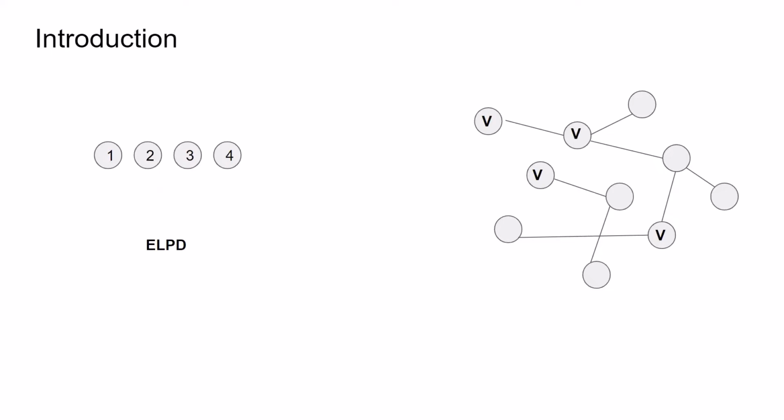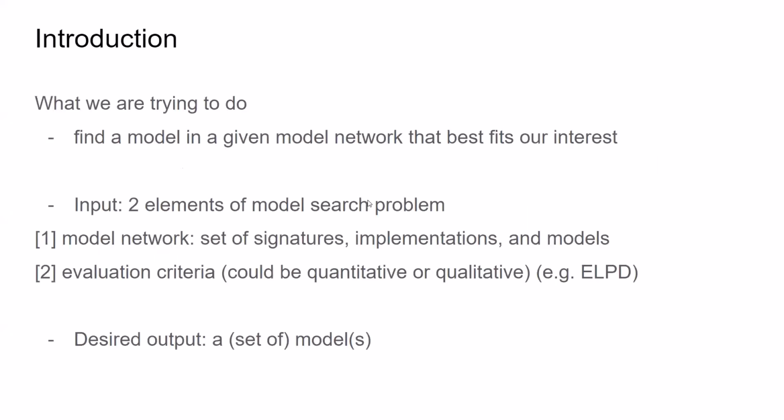However, there exist some challenges in model search. One is that evaluating the ELPD value could take a long time, up to 20 to 30 minutes. And given the time constraint and limited computational resources, we can compute ELPD values only a finite number of times. Another challenge is that the model network is large due to the sheer number of combinations of different signatures and implementations. So given a model network, we're trying to find a model that best fits our interest.